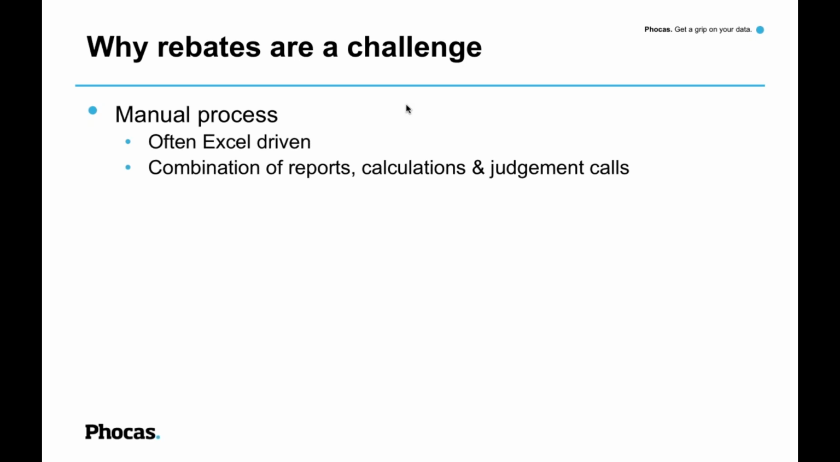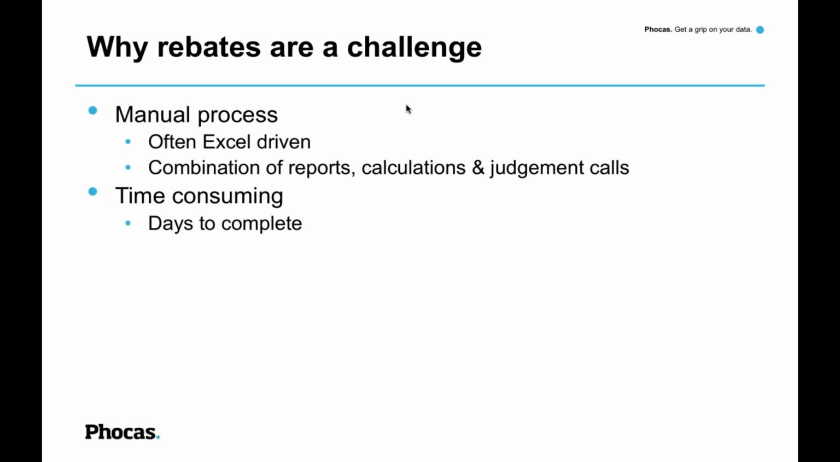Quite often it's a combination of not just the reports that are being produced and dropped into Excel, but also some complex calculations and sometimes even some judgment calls as to whether or not something should or shouldn't be claimed or paid out. So a very manual process. As a result, it can be very time consuming. Quite a lot of our customers tell us that they will only process rebates quarterly because they don't have the bandwidth to do it every month. Absolutely no way of keeping on top of that rebates position during a month to see where things stand.